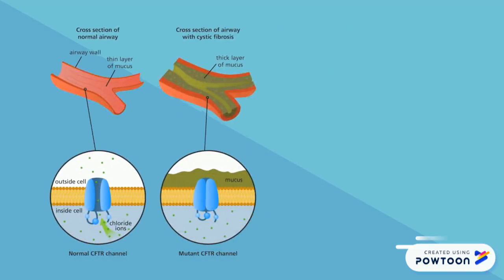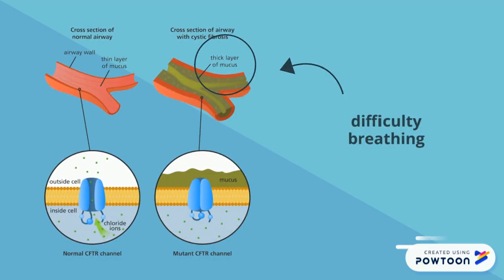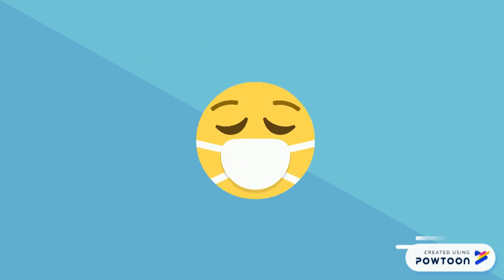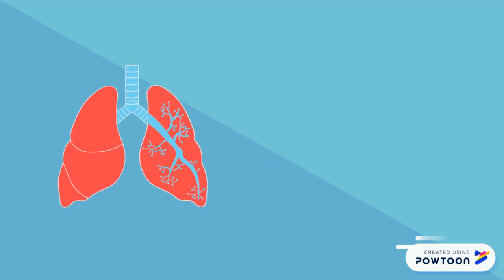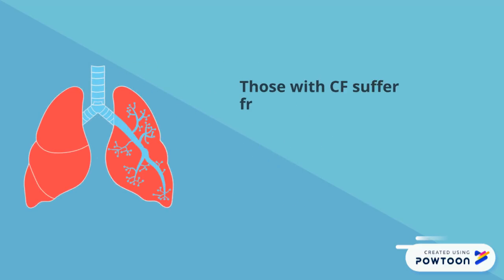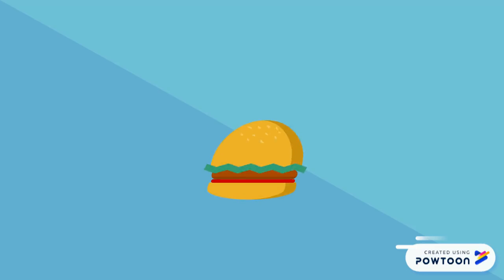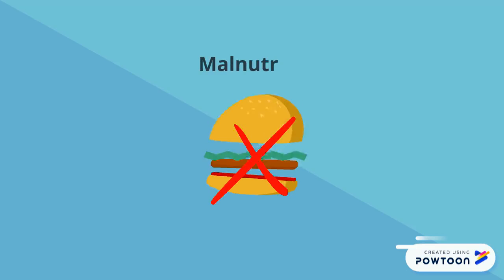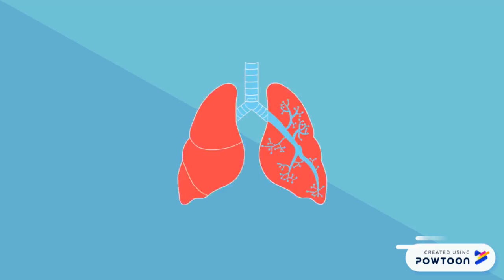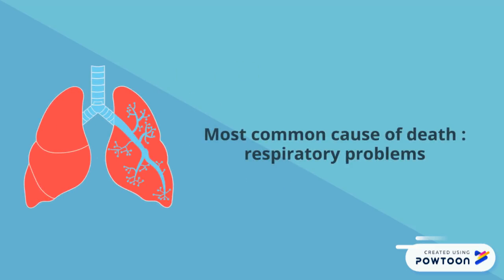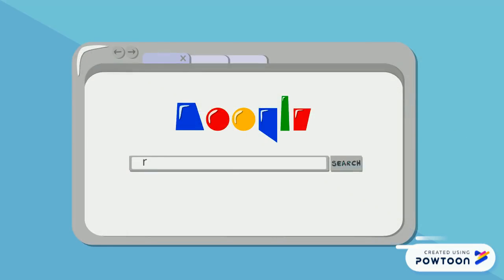Long-term issues include difficulty breathing and coughing up mucus as a result of frequent lung infections. The defective gene responsible for cystic fibrosis leads to the creation of thicker and stickier mucus that is difficult to cough out of the lungs. In addition to complications such as malnutrition, the most common cause of death in people who suffer from cystic fibrosis are respiratory problems. These are the common signs and symptoms associated with cystic fibrosis.